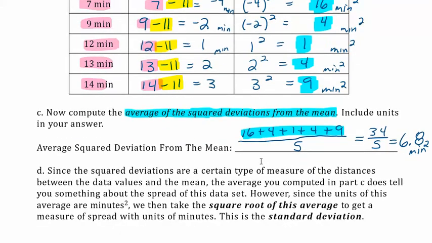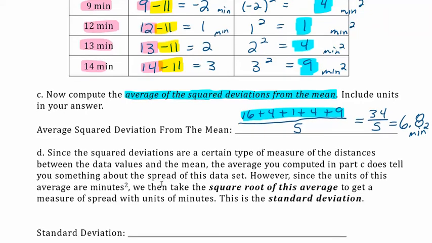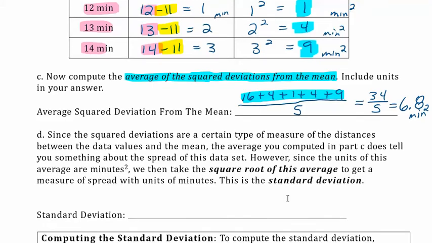Minutes squared is not really what we want. So part D, we want to know the minutes. Since the squared deviations are a certain type of measure of distances between the data values and the mean, the average you computed in part C does tell you something about the spread of this data. However, since the units of the average are square minutes, we're going to take the square root of this average to get the measure of spread in minutes, and that's the standard deviation. So the very last step is to take the square root of what we got from the step before. So the square root of 6.8 minutes.